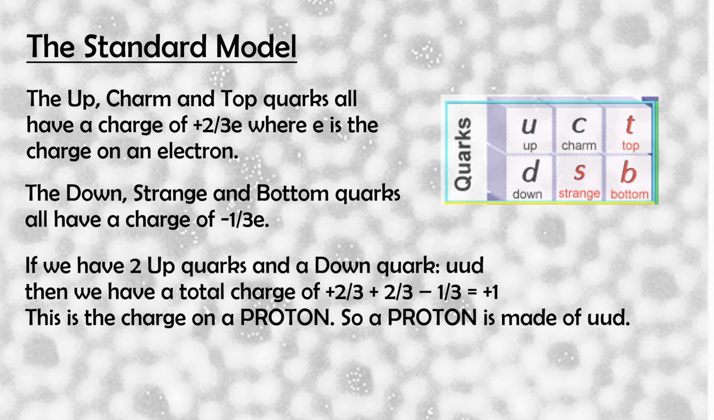If we have 2 up quarks and a down quark, up, up, down, the total charge comes out at +1, which is the same as a proton. So a proton is made of up, up, down quarks.